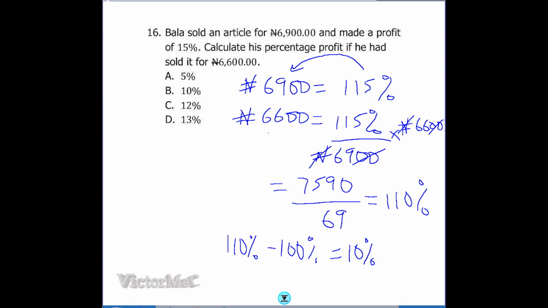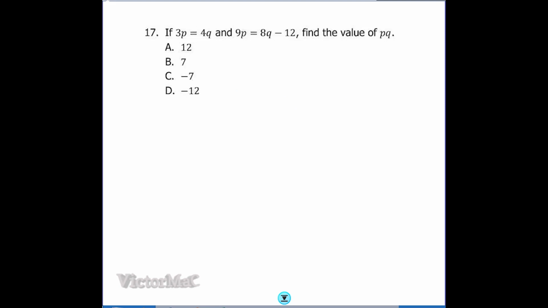Okay, that's that. We have another method we can use, but just to save time, the next question. So this answer is option B. All right. The next question is about simultaneous equations. If 3p equals 4q and 9p equals 8q minus 12, find the value of pq.